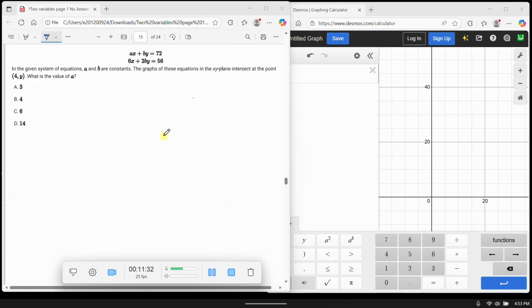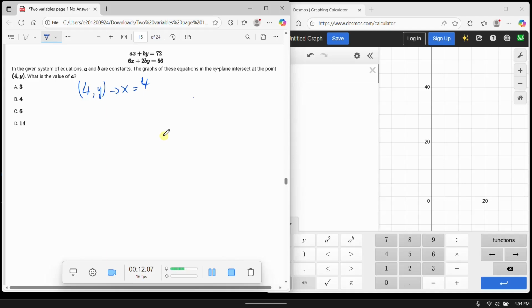So they give you the system of equations. A and B are constants. And the graph of this system of equations intersects at point (4, y). What is the value of A? So now since we know that the intersection is at (4, y), that means x equals 4. So go ahead and use this information to rewrite our equations with x equal to 4.